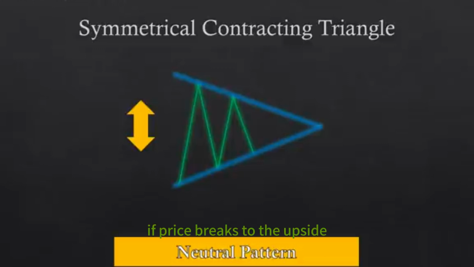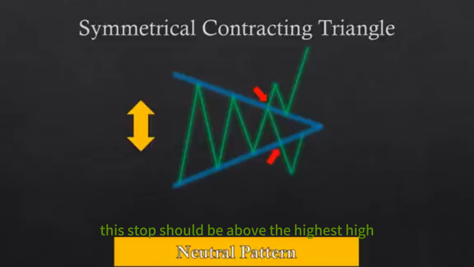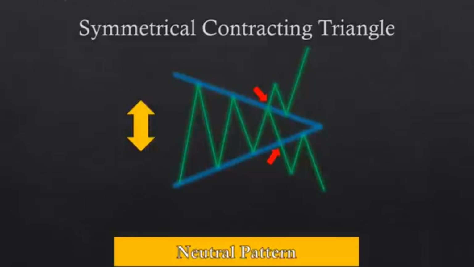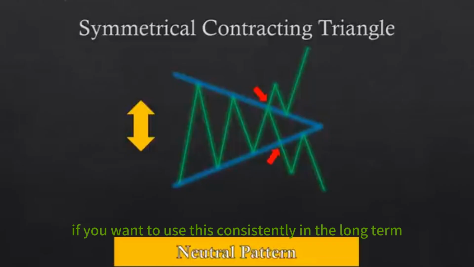If price breaks to the upside, stop should be below the lowest low in the triangle or in a confirmed demand zone. If price breaks to the downside, the stop should be above the highest high in the triangle or in a confirmed supply zone. The target should always be at least 3 times as big as the stop if you want to use this consistently in the long term.